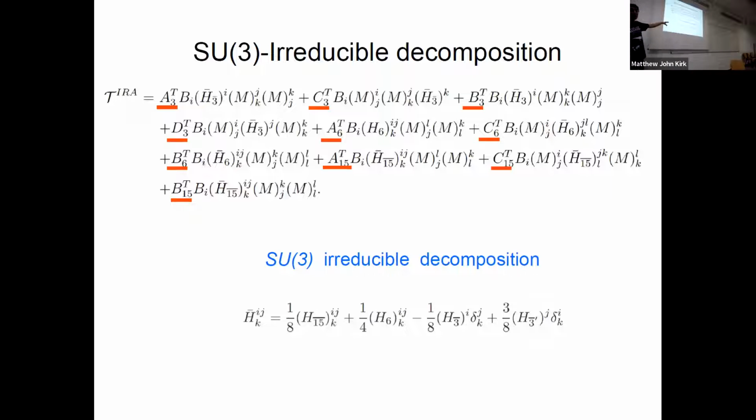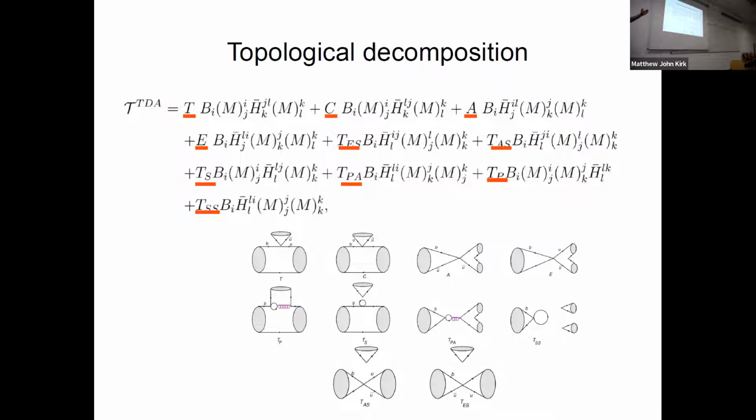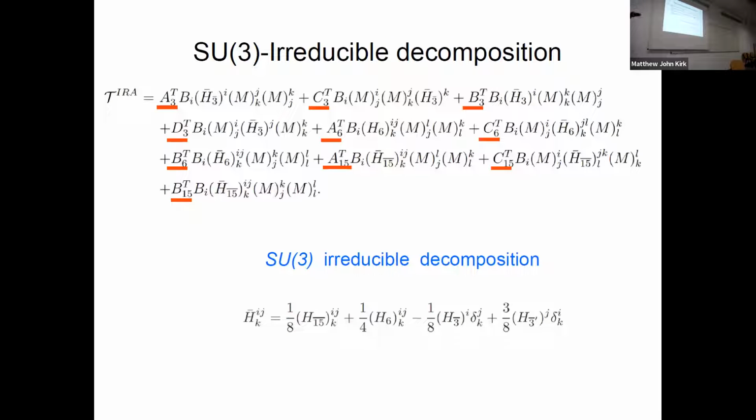This is what people from the 80s were doing. They always look at this expression, but in terms of irreducible components. So now you have this H in terms of this SU(3) irreducible, you can just translate. As I said, in the previous case you need 10, so here you will also have 10 different coefficients.